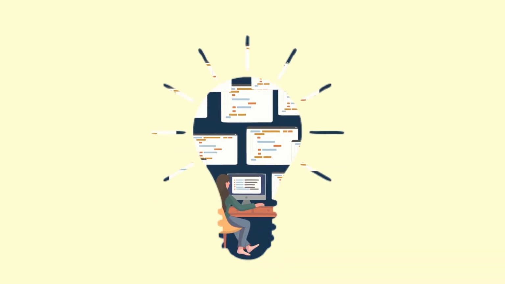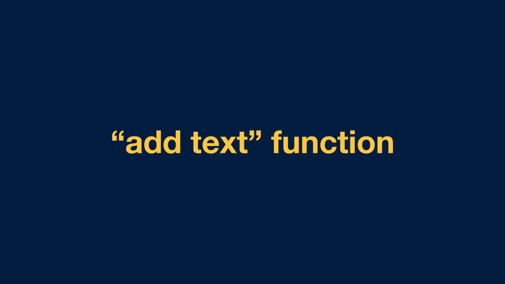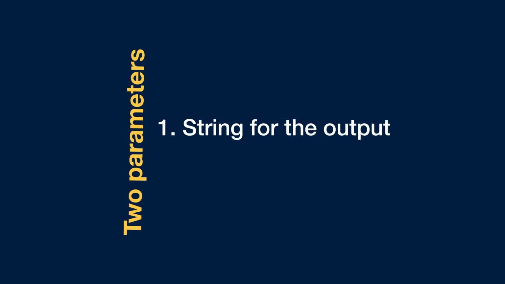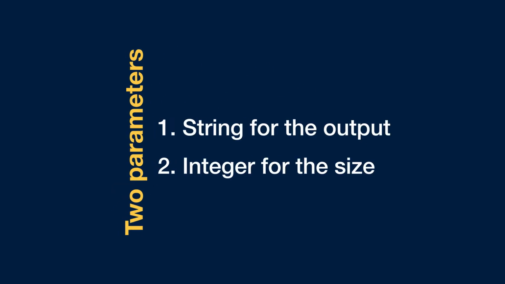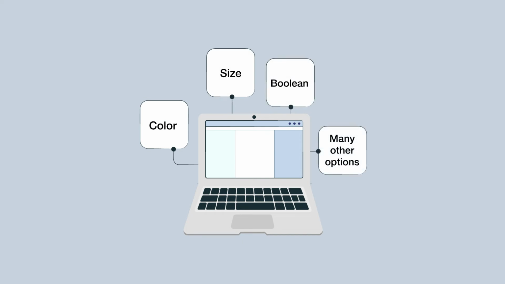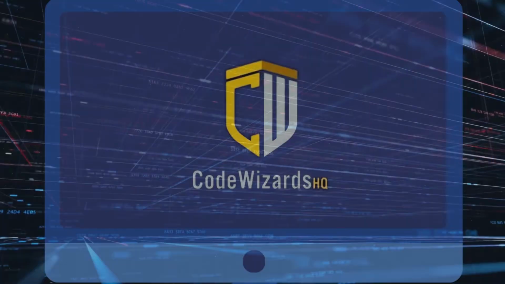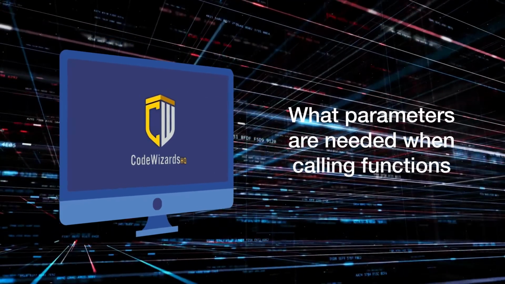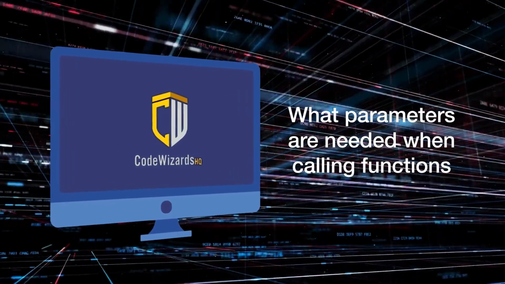Another way that we could add text is to call the addText function. But in this case, we need two parameters. One is a string for the output, and the other is an integer for the size. So you see, this function takes different information, including data type and number of parameters. When calling other functions, you may have to provide a color, a size, a boolean, or many other options. Don't worry, Code Wizards HQ will tell you what parameters are needed when calling functions.